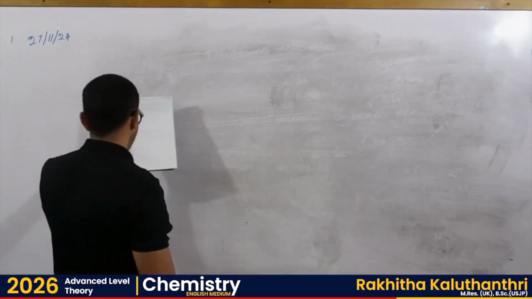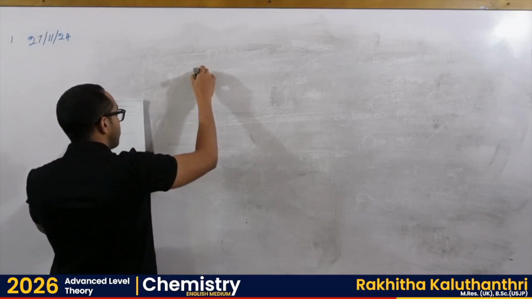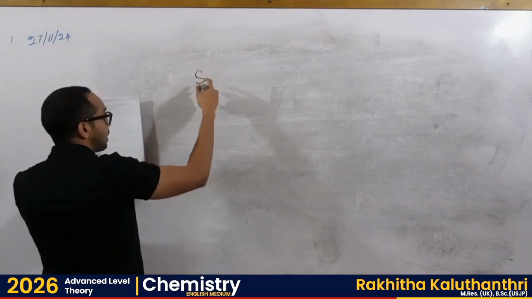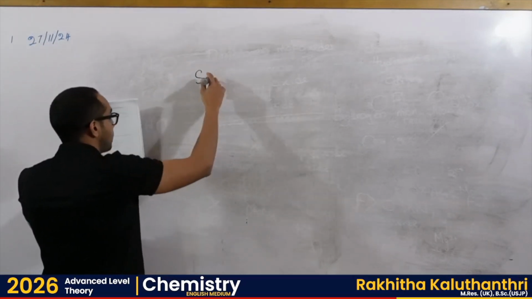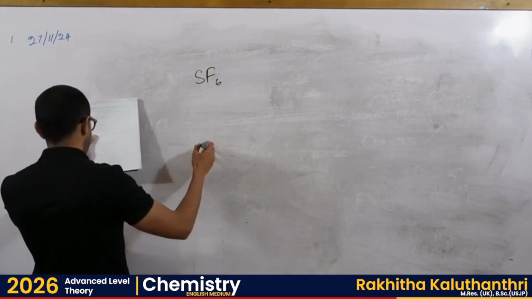Write the formula for sulfur hexafluoride. Sulfur hexafluoride, so we have sulfur, one atom. They don't say disulfur, that means only one sulfur is there. Hexafluoride means there are 6 fluorines, so this is the formula, SF6, that is correct.